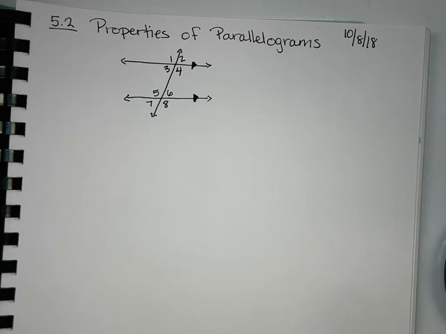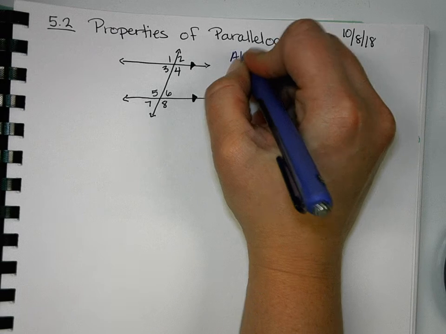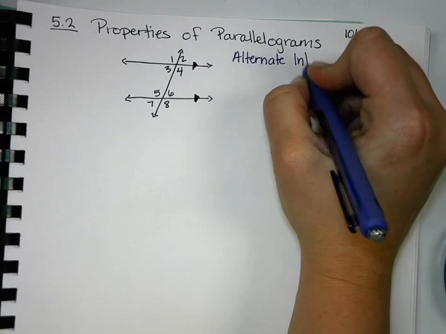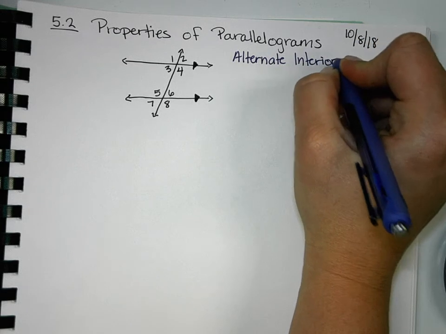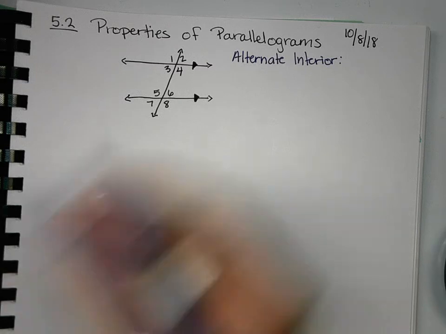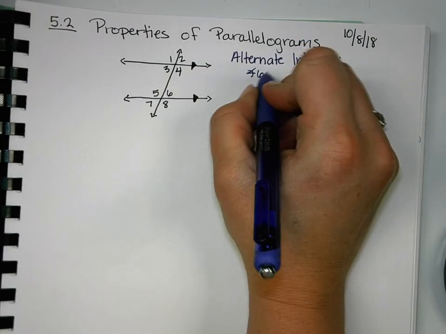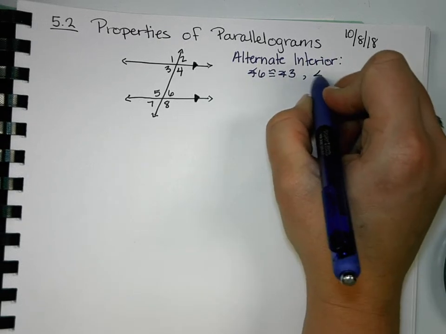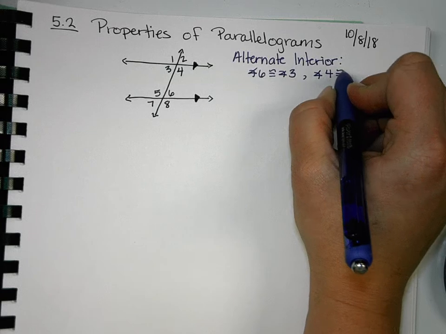Like, what about the types of angles that we have? They make alternate interior and exterior. Okay, so let's start with alternate interior. In this picture, what is an example of alternate interior angles? 6 and 3. So angle 6 is congruent to angle 3 because alternate interior angles are congruent. And 4 and 5 would be our other pair.